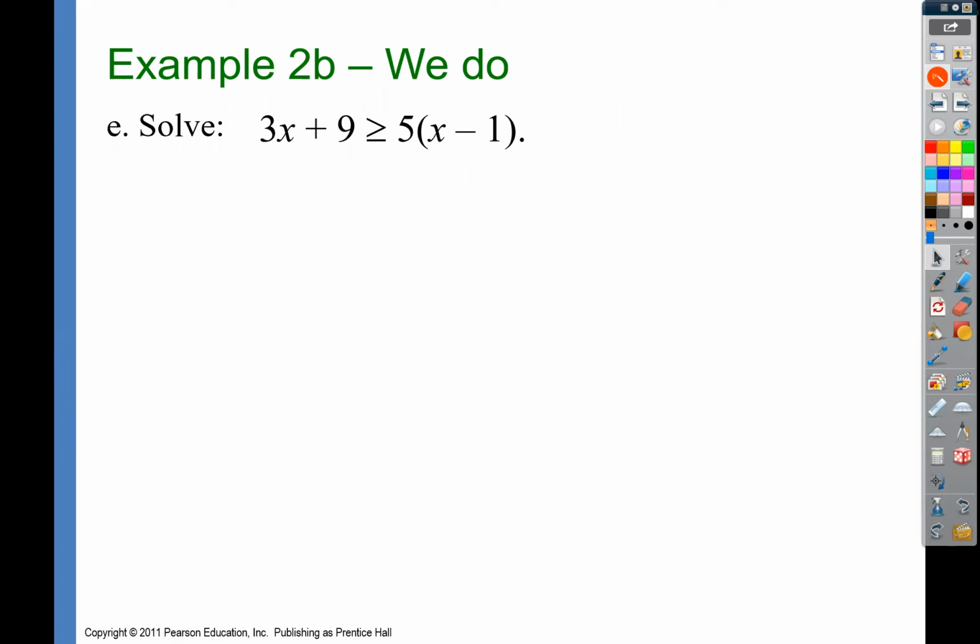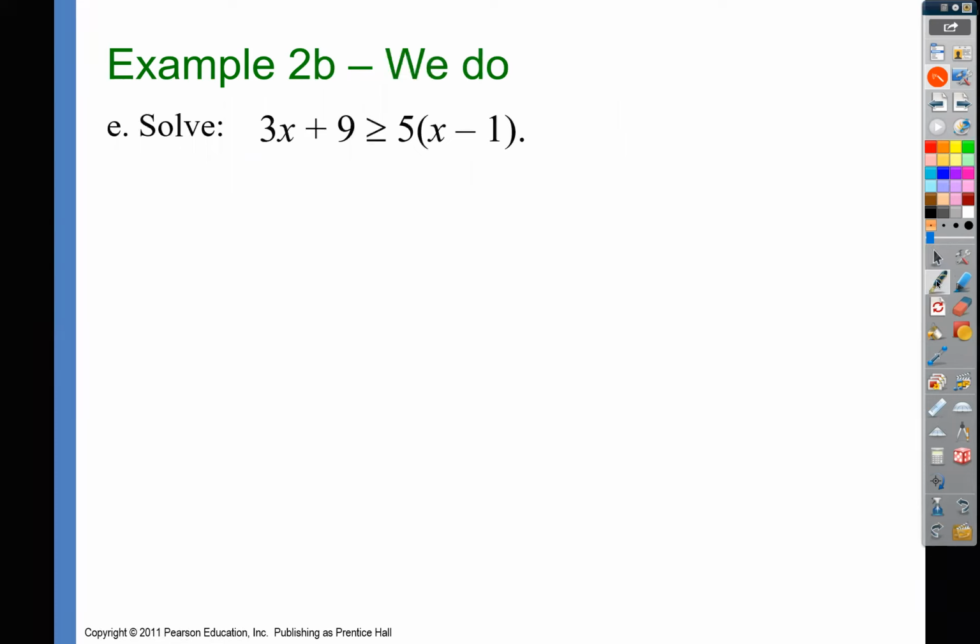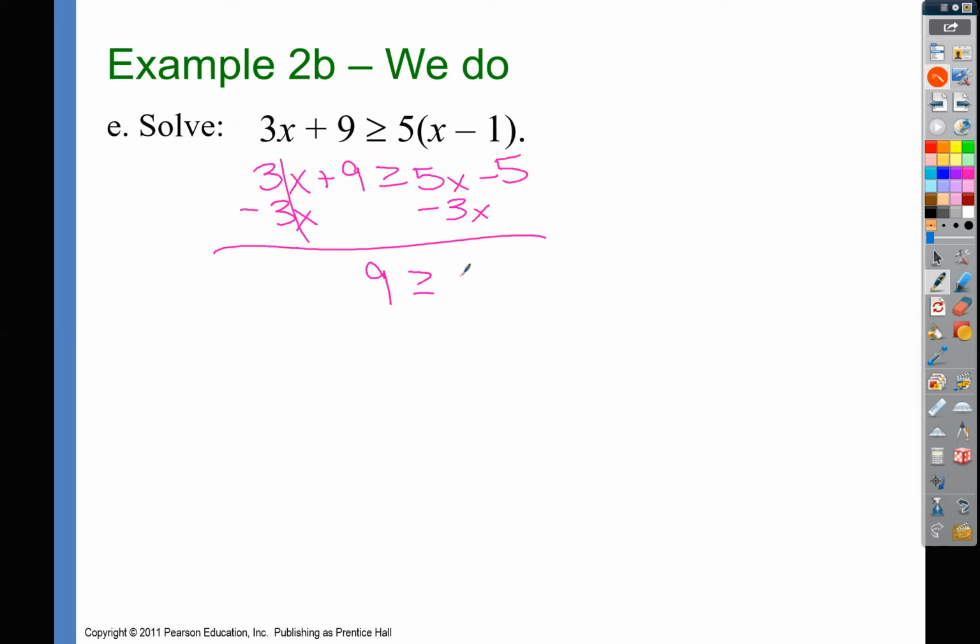Okay, 2B, we're going to do this one together. Okay, so we're solving it again, just like you do an equation. The only difference is if you multiply or divide by a negative, you flip it. All right, so I'm going to distribute. So 3x plus 9 is greater than or equal to 5x minus 5. Combine like terms, so I am going to subtract my 3x so that I have a positive variable. So I've got 9 is greater than or equal to 2x minus 5.